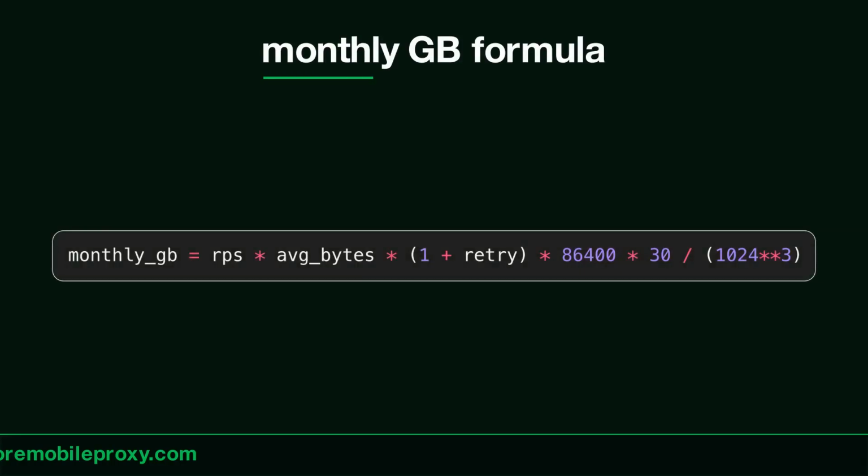The bandwidth formula: monthly gigabytes equals requests per second times average response bytes times (1 plus retry overhead) times 86,400 seconds per day times 30 days, divided by 1024 cubed bytes per gigabyte.